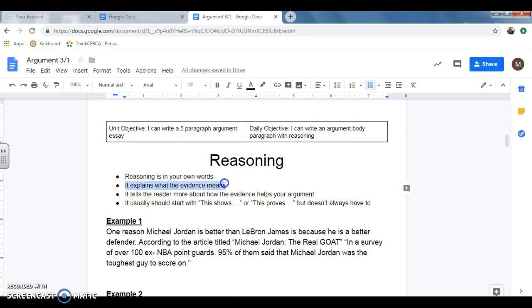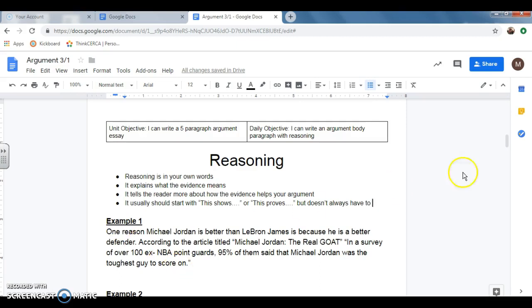It sometimes explains what the evidence means. Sometimes you need to actually say this means, or in other words, if the evidence is kind of confusing. Third point, it tells the reader more about how the evidence helps your argument. It always connects back to that overall claim that you're trying to prove and the reason for that paragraph. So reread your claim, reread your reason and the evidence. Think about what you need to say. To help you out, it usually starts with this shows or this proves. It doesn't always have to. As you get more sophisticated, you don't have to always use this shows, this proves. You can be more creative in your reasoning.